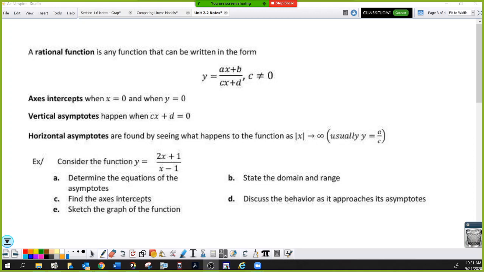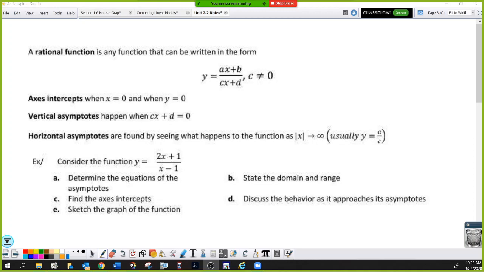Axes, intercepts, this is what IB calls them. We're legitimately just saying the x-intercepts and the y-intercepts. IB likes to say axes, intercepts. So when do they happen? Well, if you're on the x-axis, the horizontal axis, then your y values are 0. You want to know where something crosses the x-axis, you plug in 0 for y and you solve for x, like we did with quadratics. Quadratic equals 0 means the y value there was 0.